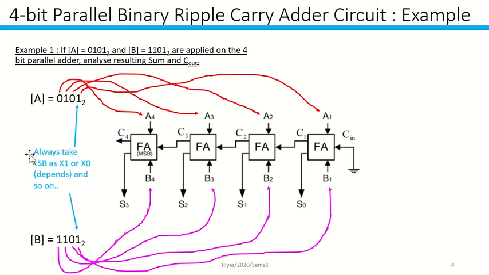Second, always make sure you start with the LSB. So the LSB for A is the 1, and you need to put it at the first full adder, A1. Same goes for B. The LSB over here is the 1, and you take it to the B1 over here. And since we already know C in is equal to 0, we can start to analyze this particular situation.